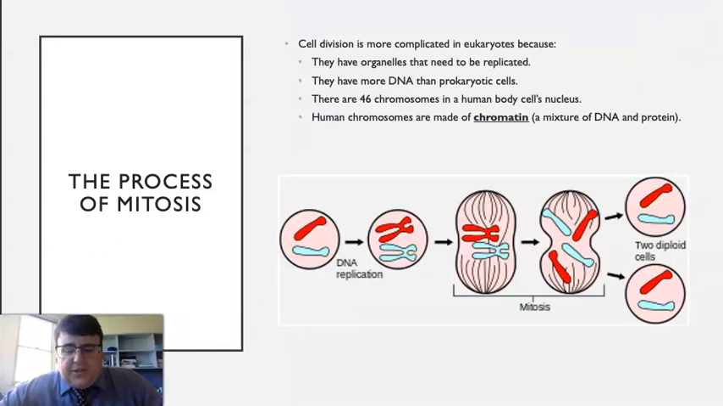Mitosis, on the other hand, is a bit more complicated. Again, as I said before, this is more complicated because they have organelles in cells that need to be replicated. It's not just the chromosome and the cell itself. You need to replicate all the chromosomes. There's more DNA and there's more chromosomes. And the chromosomes in humans are made of something called chromatin, which is a mixture of DNA and protein. So it's not just DNA we're dealing with here. So it's a lot more complicated process.